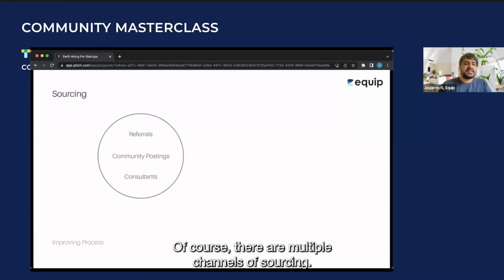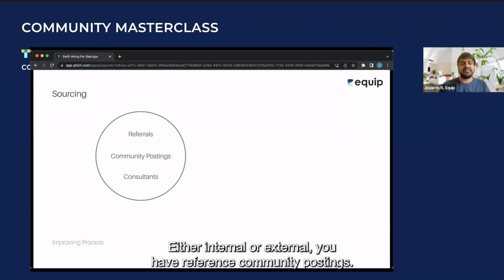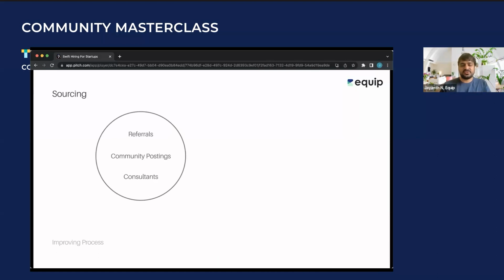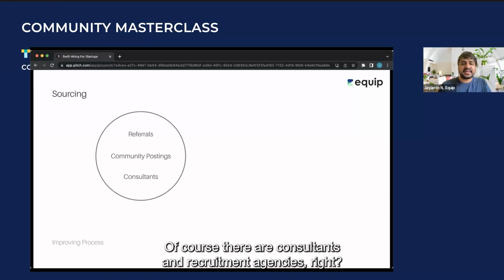Of course, there are multiple channels of sourcing. I've listed a few here. One is just referrals, either internal or external. Then you have community postings, so you have Shape of Work. I would think even of Twitter and so on as communities, so you post there. Of course, there are consultants and recruitment agencies. So these are a few channels that may work.